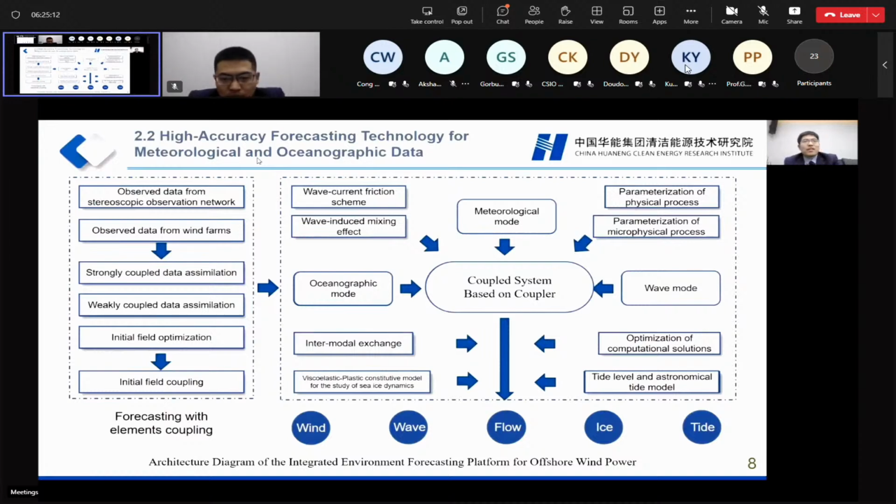This technology aims to address the challenges in wind, wave, flow, ice, and tide forecasting, and coupled forecasting by developing and integrating novel forecasting methods and technologies. An integrated environment forecasting platform for offshore wind power is being established and is designed to provide customized and high-resolution forecasting data services to support various applications, including power prediction, power trading, disaster early warning, and window period management for offshore wind farms in the Eastern Marine area.